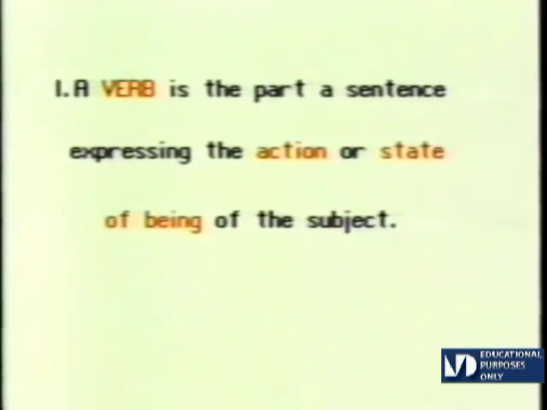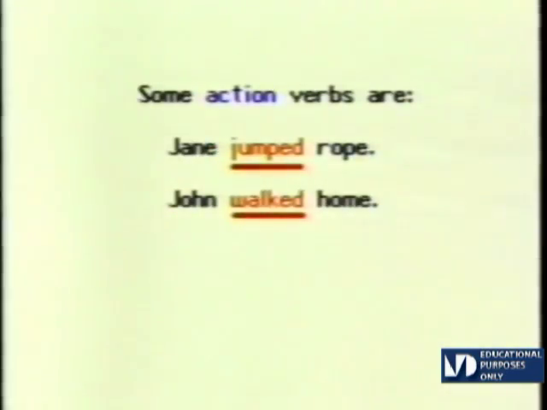1. A verb is the part of a sentence expressing the action or state of being of the subject. Some action verbs are: Jane jumped rope. John walked home. Some state of being verbs are: Mary is ill. He seems sad.